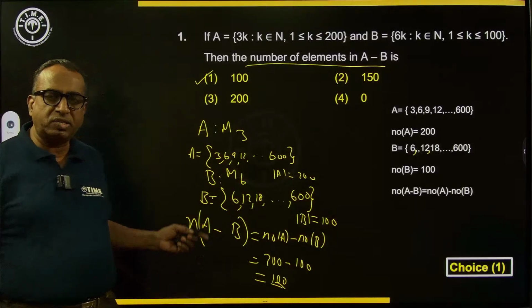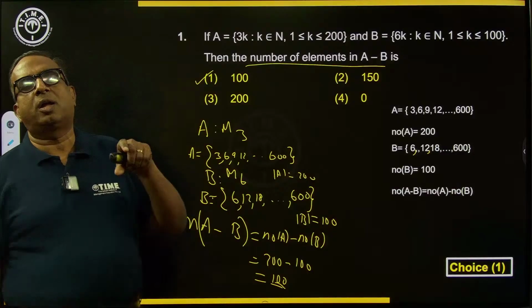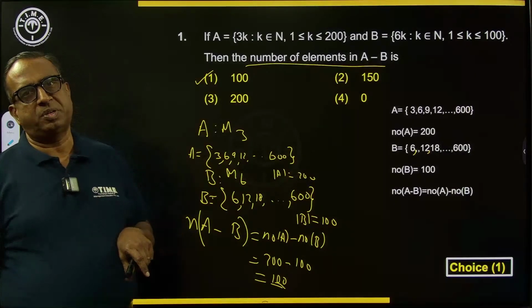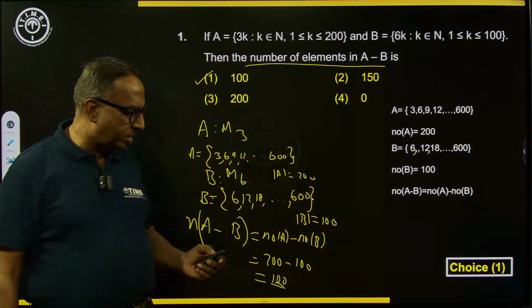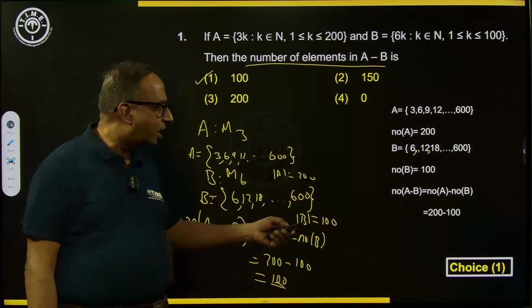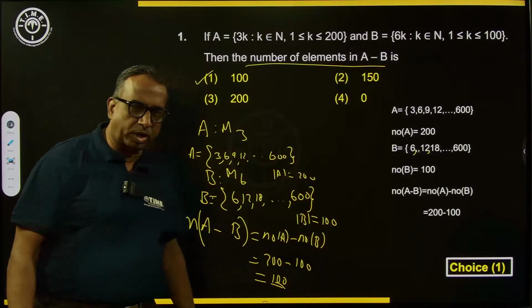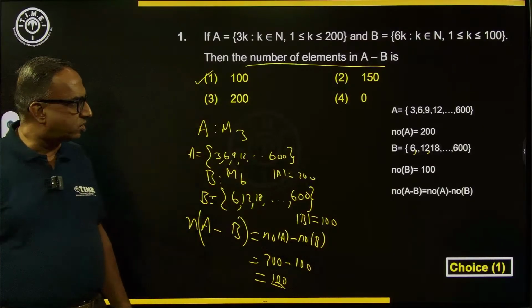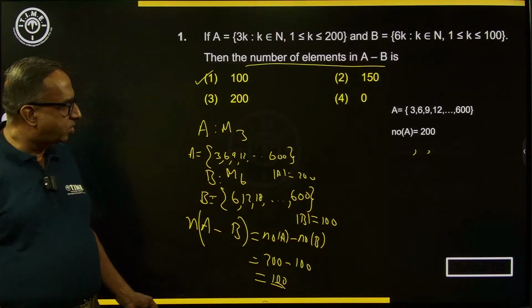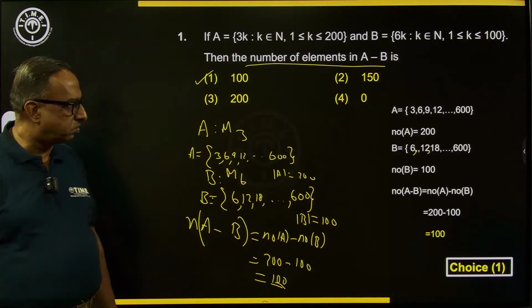So what is n of A minus B? n of A minus B is n of A minus n of B. How many elements will be there in A minus B? The number of elements in A minus the number of elements in B, that is 200 minus 100. 200 minus 100 is 100. So you will find 100 elements in this. So the choice is 1 for this. Okay, students? So that's the answer for this question. So we have already got choice 1 here. So we are just discussing that. Clear?